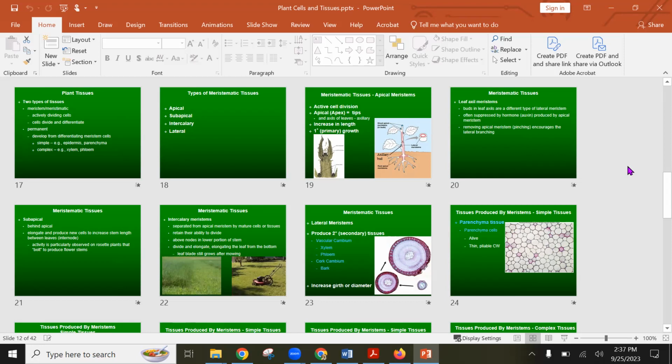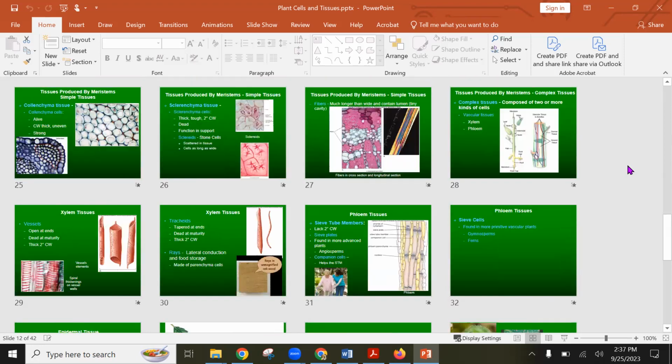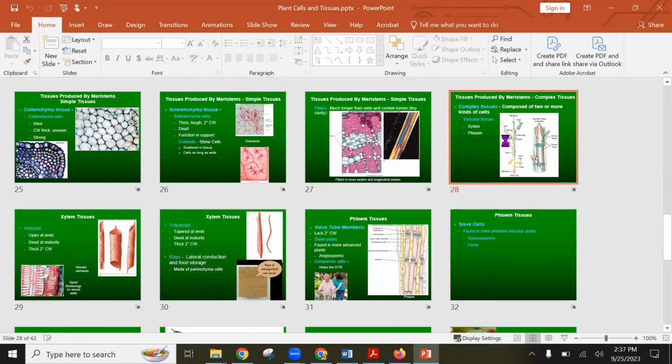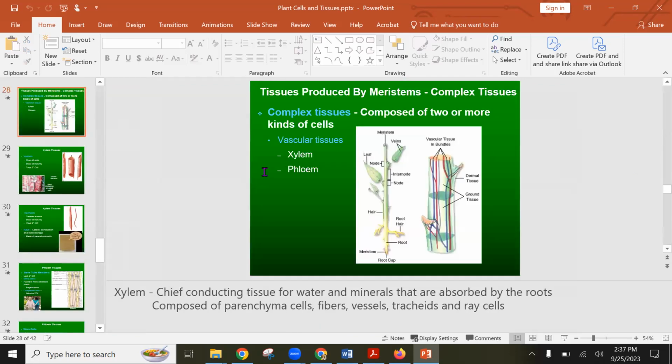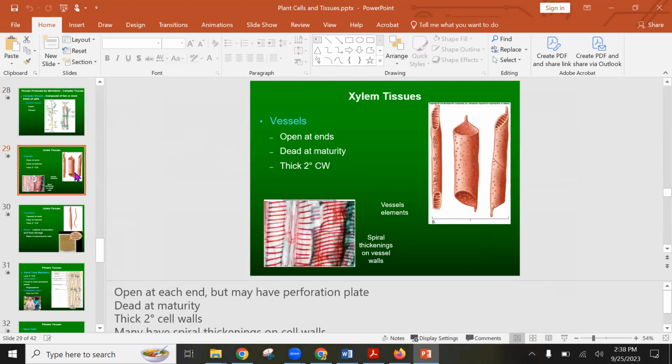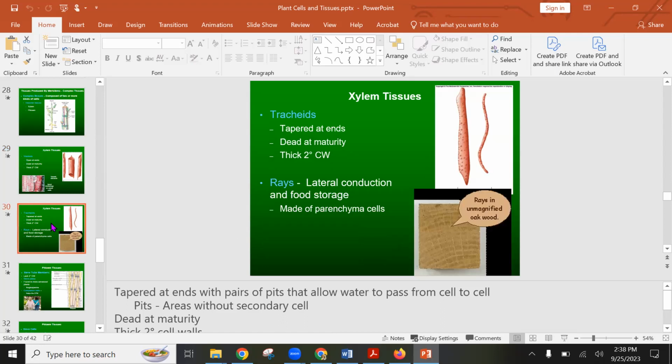Yes. Xylem and phloem are complex tissue. That just means that there's more than one cell type that make up that tissue. And so with the xylem, we have two subtypes of xylem, the vessels and the tracheids. So here you're looking at vessels, and vessels are wider in diameter than the tracheids. Here's the tracheids. They're skinny. And rays are part of the xylem tissue too.